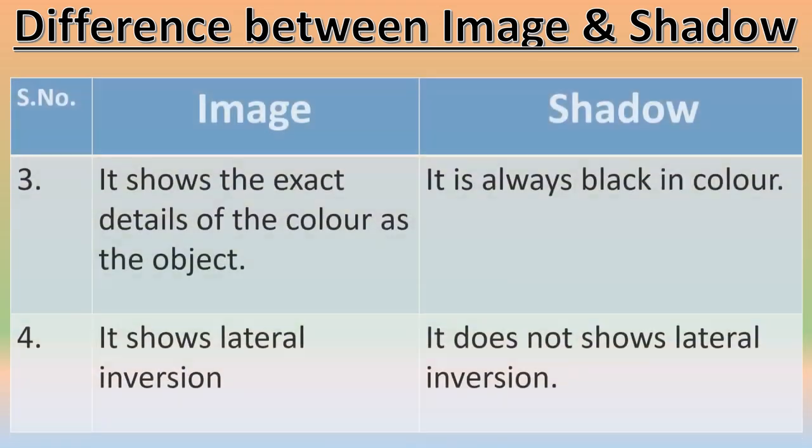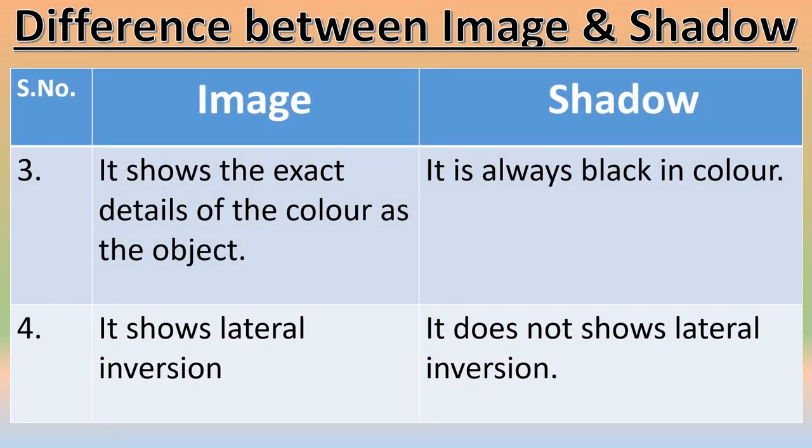Point number 3. Image shows the exact details of the color of the object. However, shadow is always black in color. Last point. Image shows lateral inversion, whereas shadow does not show lateral inversion.